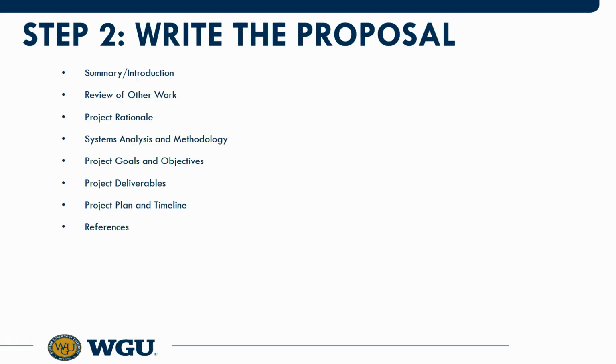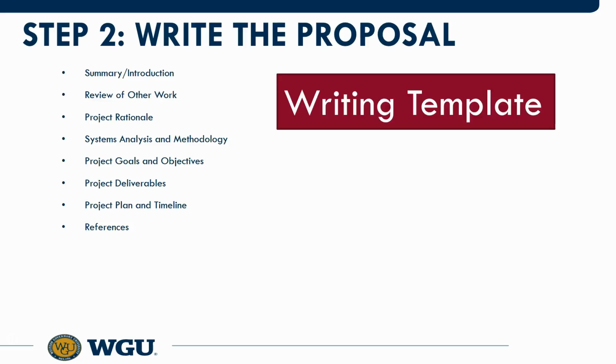Step 2, write the proposal. After your project idea is approved by one of the Capstone course mentors, it's time to start writing your proposal. It has several sections, but don't worry about how to arrange and format them. Download the writing template from the course of study. It contains all the requisite sections and all in the proper format.